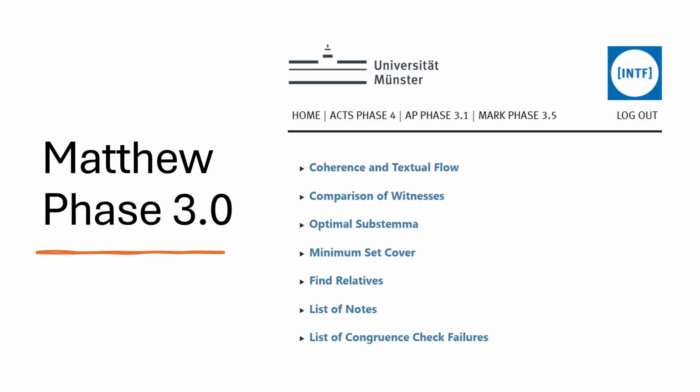Now, the presenters for this SBL session have been given pre-publication access to CBGM Matthew, but only as a work in progress. After the edition is in print, the CBGM for Matthew will be open for everyone to use. To access it, we click on the button for Project Matthew Phase 3.0 and then click Coherence and Textual Flow.